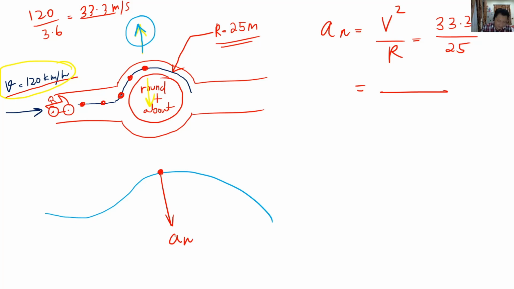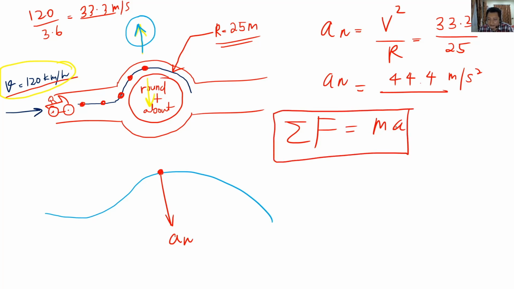Squared, bahagi 25. So 44.4 meter per second squared. This is A normal. So when you have acceleration, if you still remember, summation of forces is equal to MA.